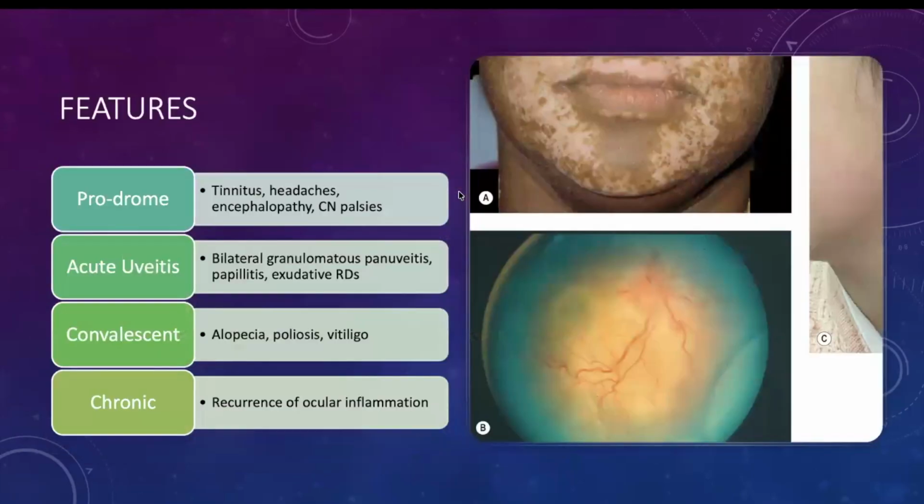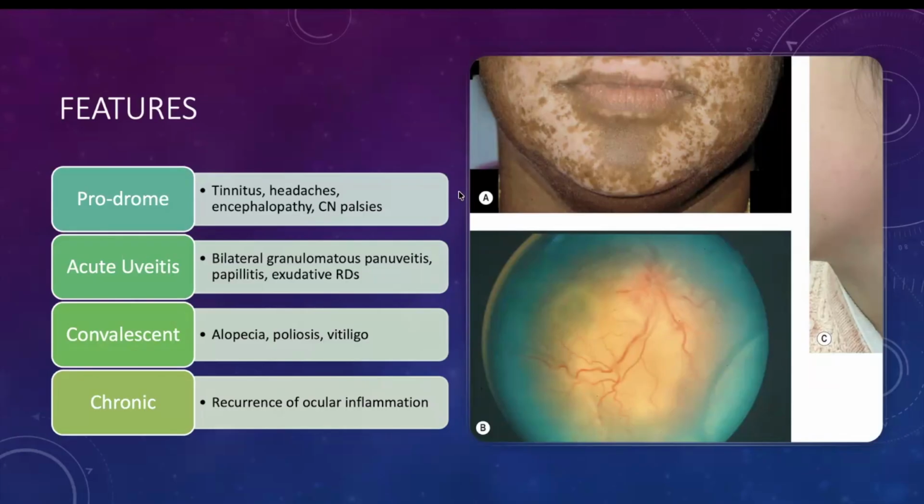When you're looking at these phases, the prodrome tends to be things like tinnitus, maybe some headaches, but in more serious versions where you're actually getting involvement of your CNS, you can even get cranial nerve palsies, encephalopathy, but that tends to be quite rare. So most of the time it's symptoms of tinnitus and headaches, which is why patients may not necessarily present, but when you question them when they're presenting in the acute uveitic stage, they may actually admit to those symptoms.